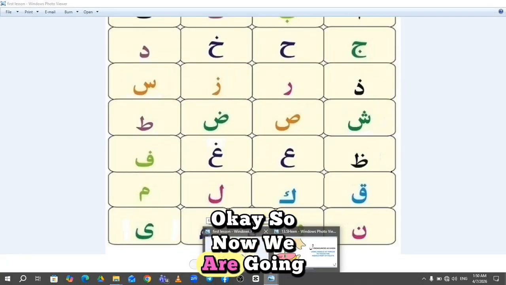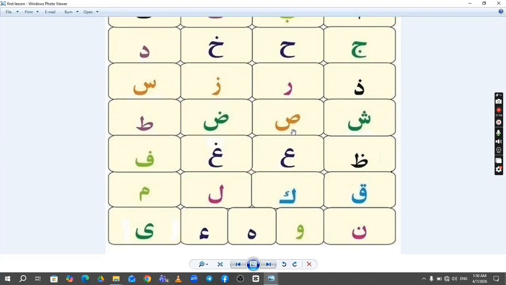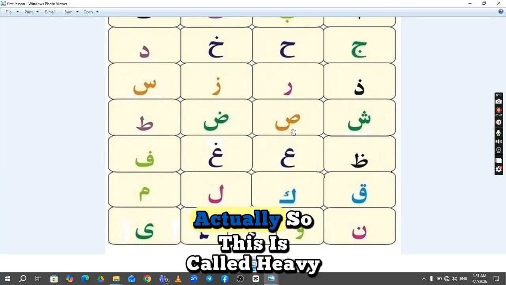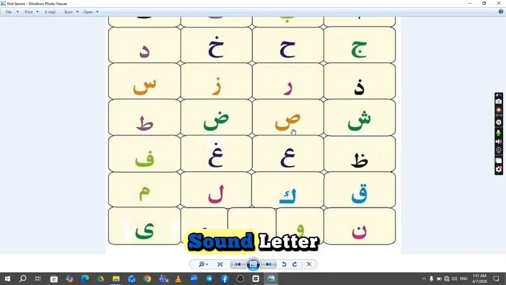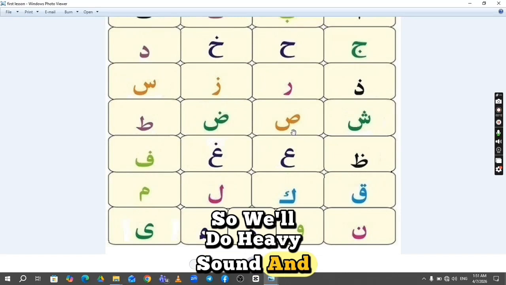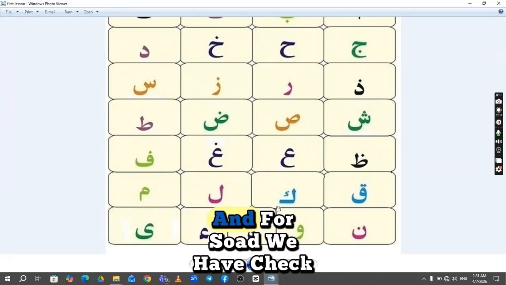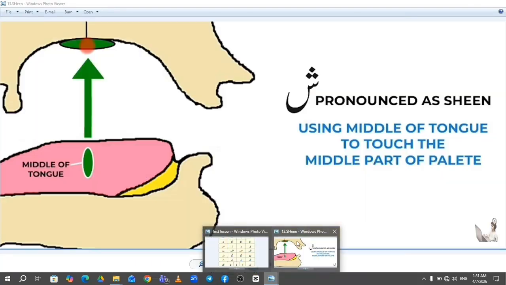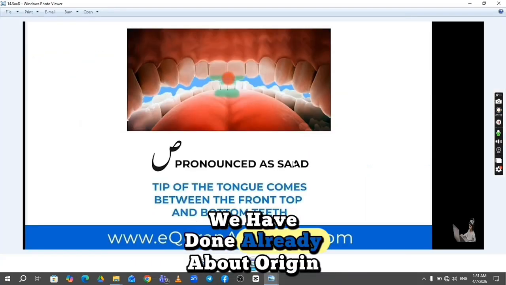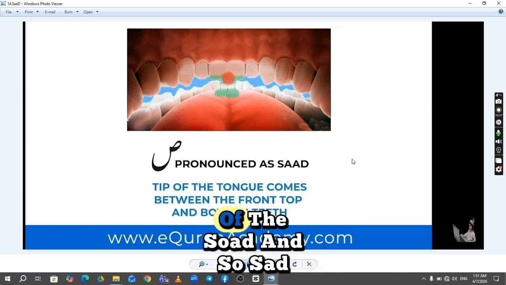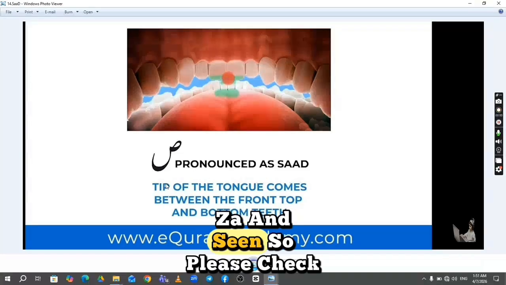Okay, now we are going to do our next letter, that is Sod. Sod is called a heavy sound letter, so we do a heavy and bold sound on it. And for Sod we now check the origin. We have already done the origin of Za and Sin, so that is also the same origin for Sod.